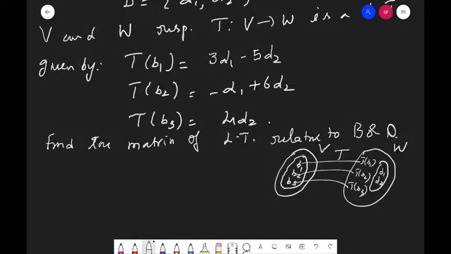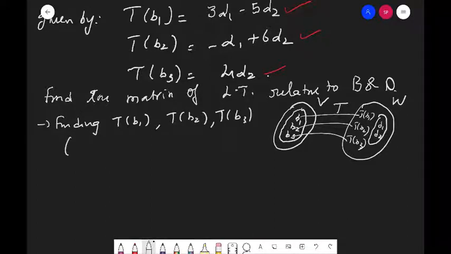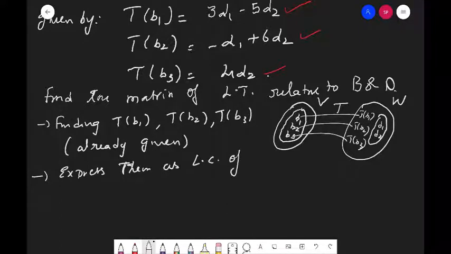So already this is given: T of B1 is 3D1 minus 5D2, T of B2 is minus D1 plus 6D2, T of B3 is 4D2. And express each T of B as a linear combination of D1, D2. So what is the first step? The bases are given, so the first step is finding T of B1, T of B2, T of B3. Already given in the example. What is our next step? Express them as a linear combination of what is the basis? D1, D2.